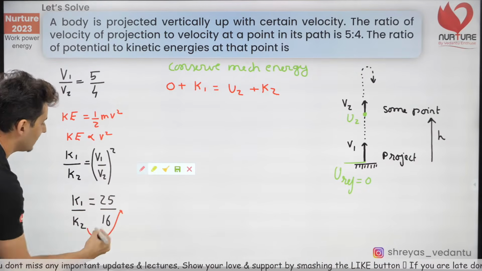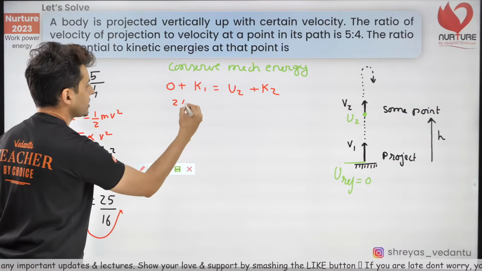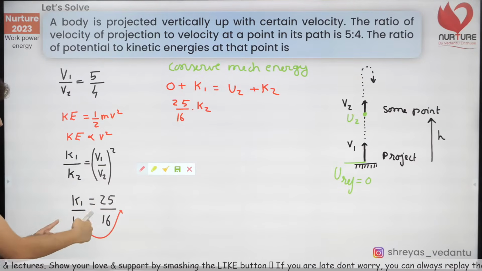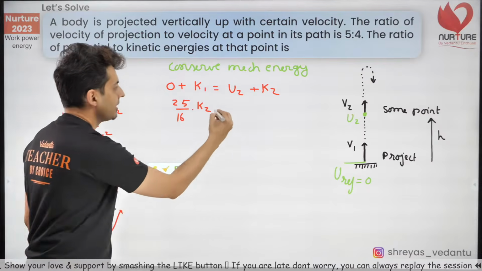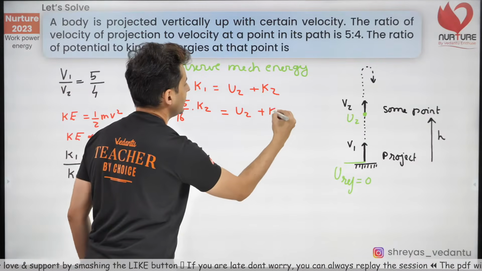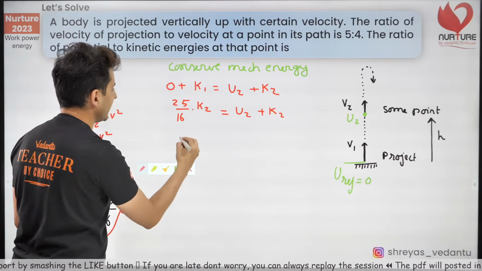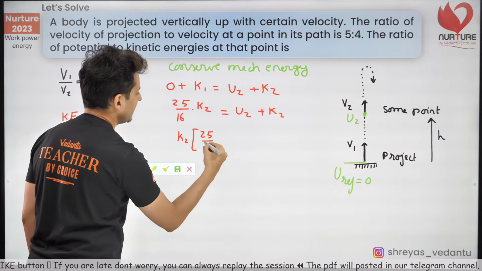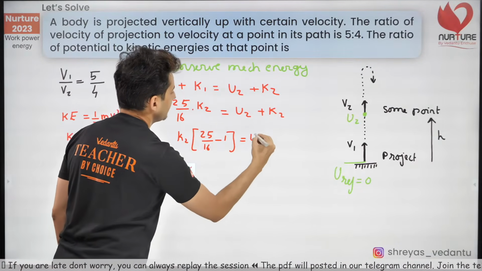Just take this K2 over there. So I can write it as 25/16 into K2. From here, K1 I have substituted it. It will be equal to U2 plus K2. Take this K2 on this side. What will you get? K2 common, 25/16 minus 1 is equal to U2.